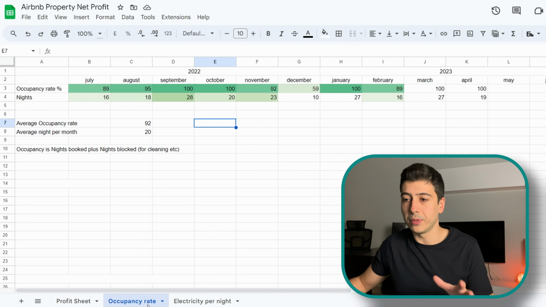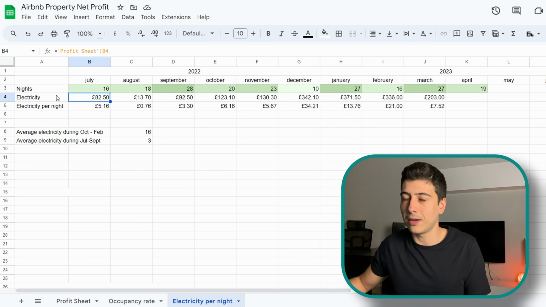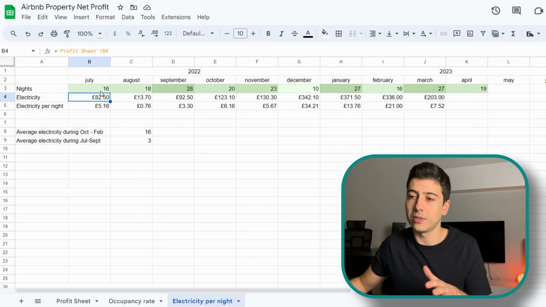Having said that, occupancy rate is used in the electricity per night, going back to what I said that I want to calculate how much guests are using as electricity costs. Going to the electricity per night sheet, you can see I have the number of nights. And if you click on the cell, you can see the value is taken from the occupancy rate sheet. And then I've put in the value for the electricity cost for that month. So the total July bill was £82.50. And then I calculate the electricity per night, how much it cost me, by dividing the total value of the electricity cost by the number of nights that it was occupied.